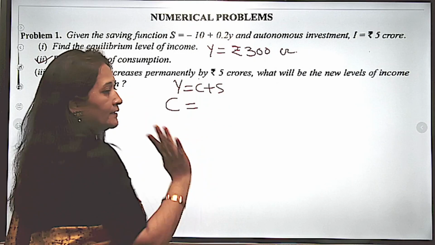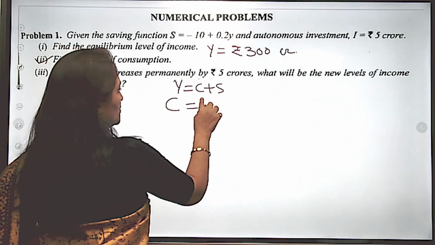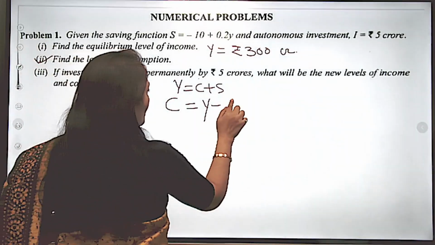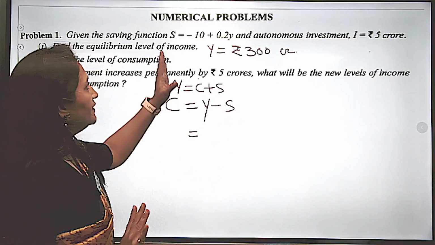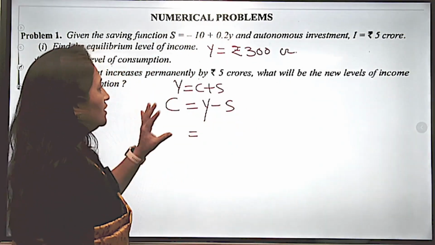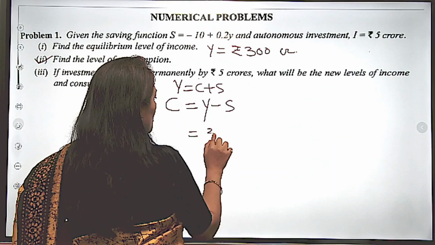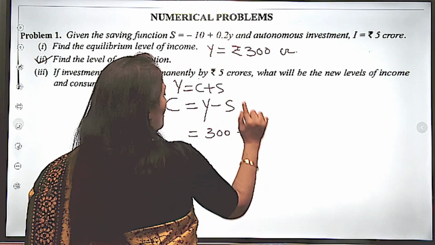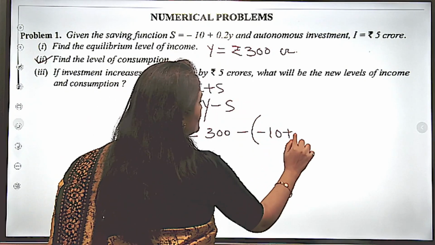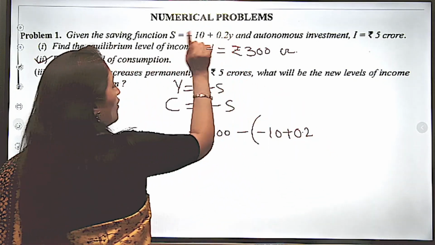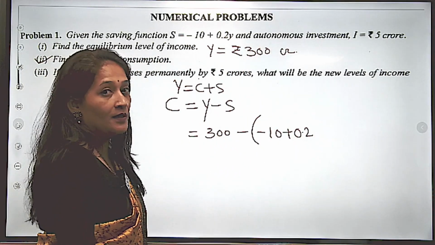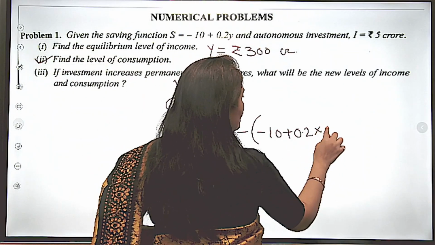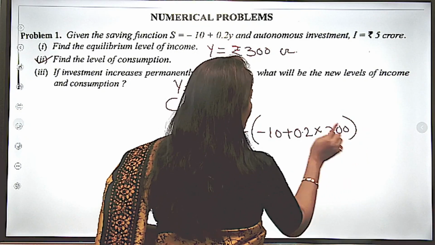Income is consumption plus savings, right? So if we solve it for consumption, this becomes C is equal to Y minus S. I am just putting the saving function as it is over here. I know the value of Y now. Y is now 300 crore minus savings, which is bracket minus 10 plus 0.2 of Y, at the equilibrium level of income. What is equilibrium consumption? Our equilibrium level of income is 300, so I am multiplying this with 300 income.